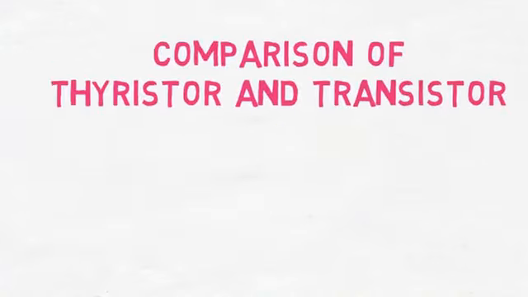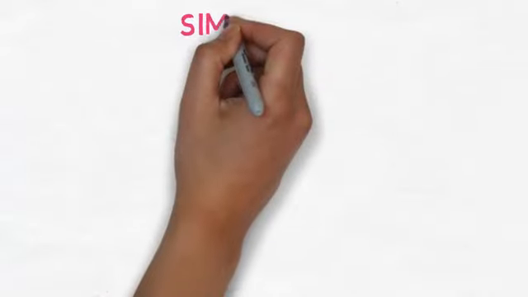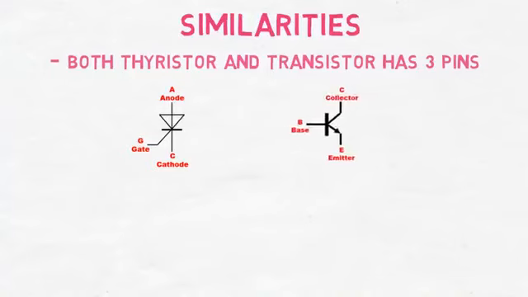As mentioned before, the thyristor is similar to a transistor. But how similar are they? We will now do a comparison to learn about their similarities and differences. In terms of similarity, both transistor and thyristor have three pins and they act like a switch. For thyristor, it is the gate, anode and cathode. As for transistor, it is the base, collector, and emitter.